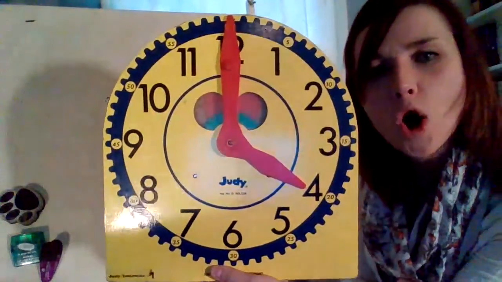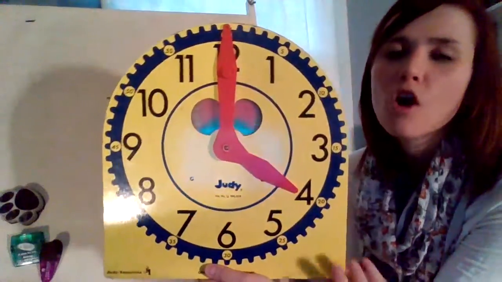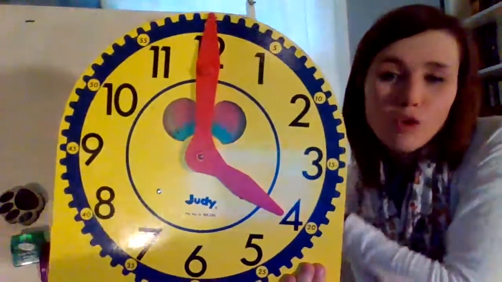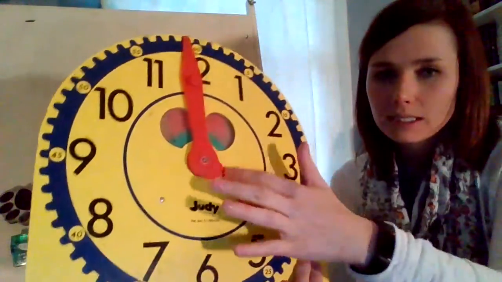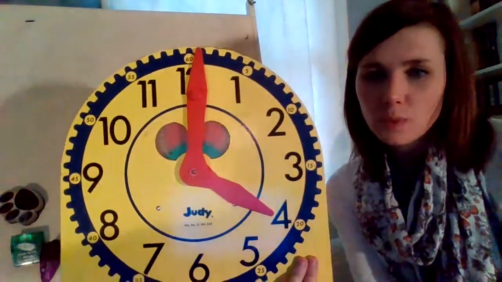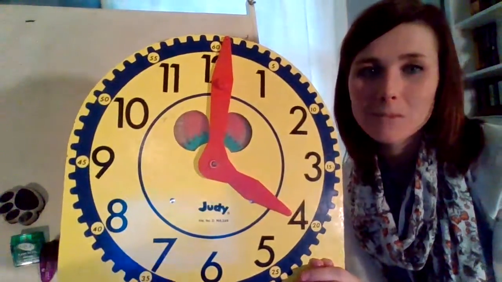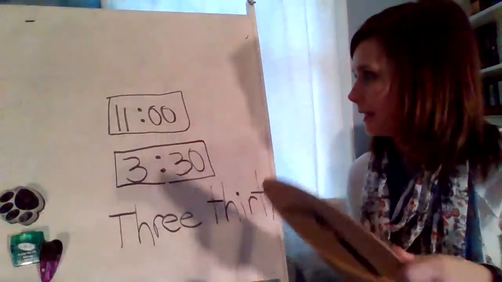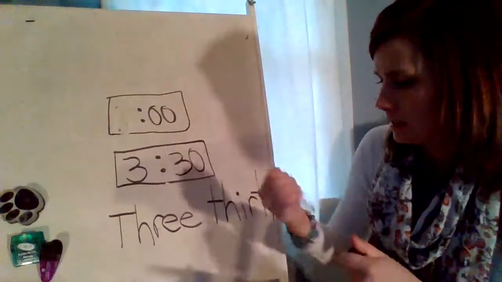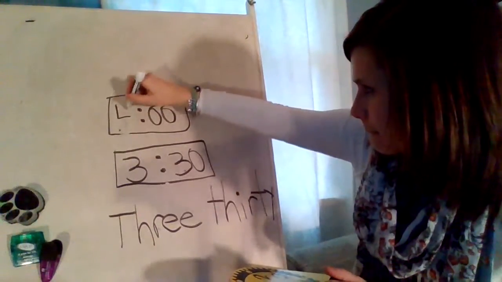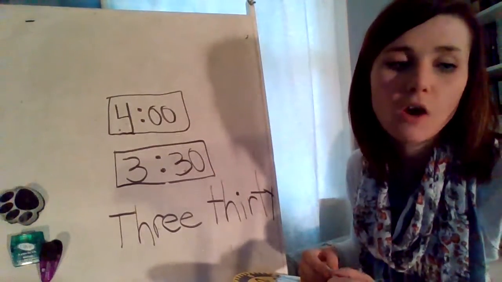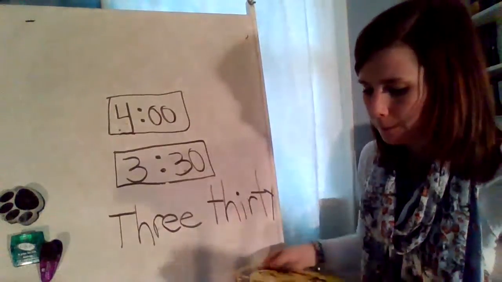Now it is 4 o'clock. Let's make 4 o'clock on your little clocks. The hour hand is on the 4. The minute hand is on the 12. So it is 4 o'clock. And you would write that 4, 2 zeros. 4 o'clock.